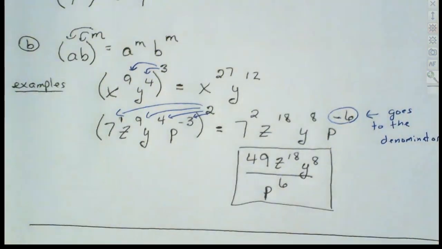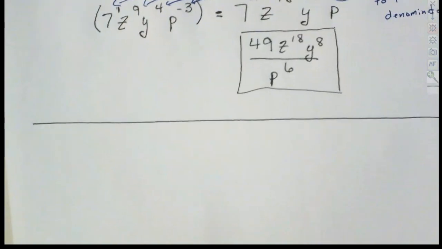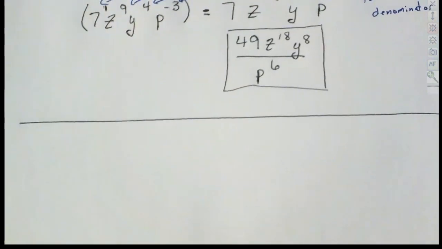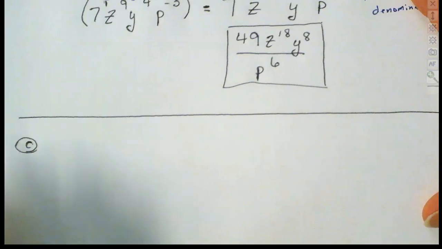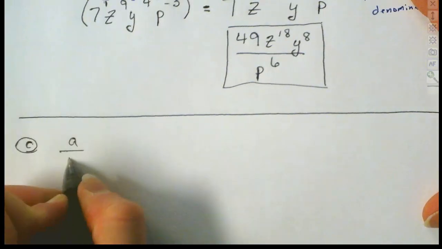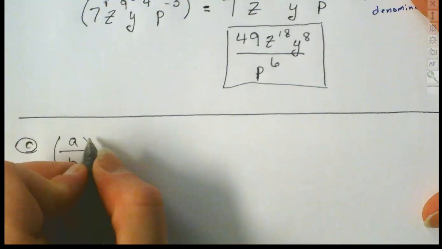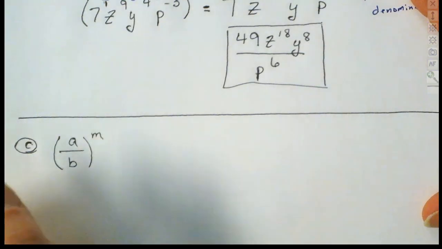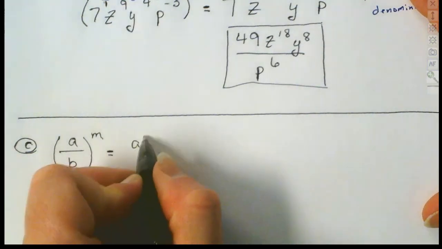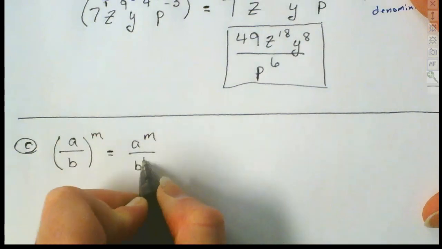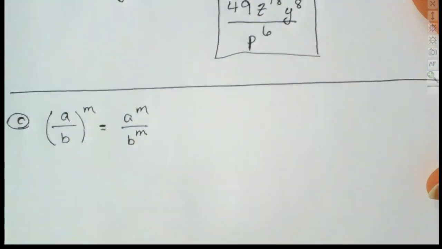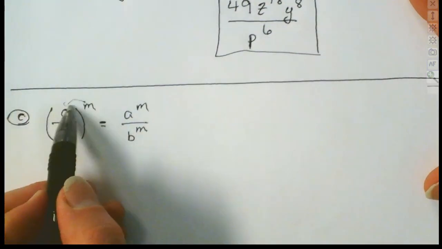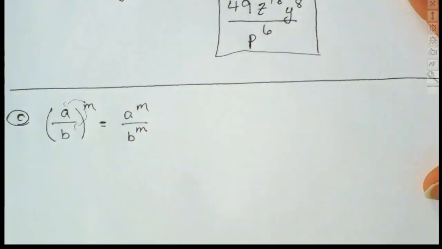Our power rule can also be applied to fractions. So let's now look at a couple of these that have fractions with our power rule. And this is going to be that power rule part C. A over B to the mth power is A to the m over B to the m. So it just, again, gets distributed through. Nothing new.